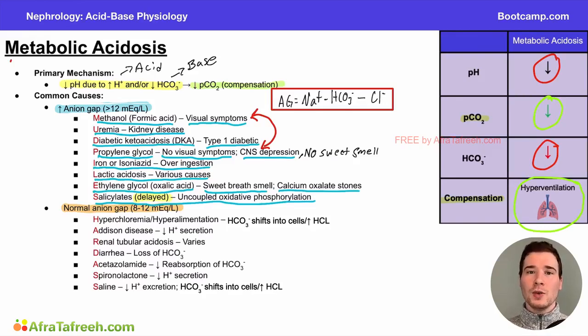So this makes for a good test question, right? Because it's kind of tricky in that it can actually cause two different things. Early, it can cause a respiratory alkalosis, and later on, it can actually cause a metabolic acidosis. Always be thinking about these types of things.